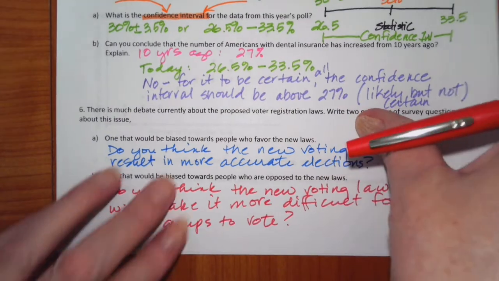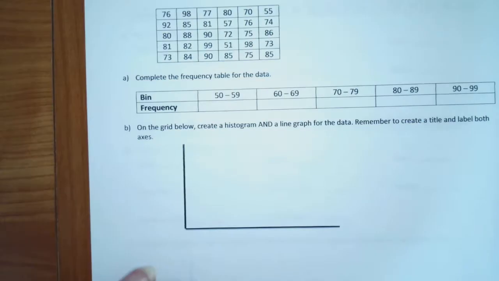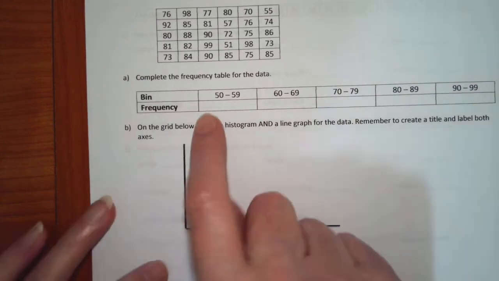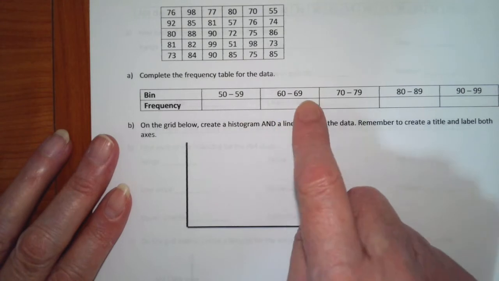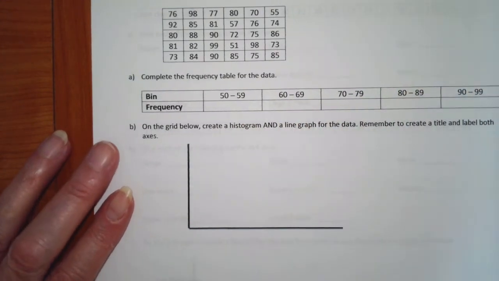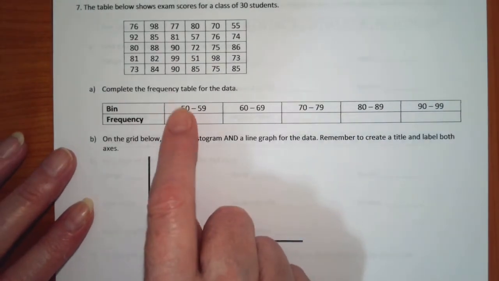Alrighty. Yeah, I think we've got time on this video to go ahead and do this one. Let's see here. What are we going to do? Table shows exam scores of a class of 30 students. So we want to complete the frequency table. Okay, so what does that mean? I need, the bins go from 50 to 59, 60 to 69, 70 to 79, 80 to 89, 90 to 99. Okay, and we want to find out how many scores are within that.